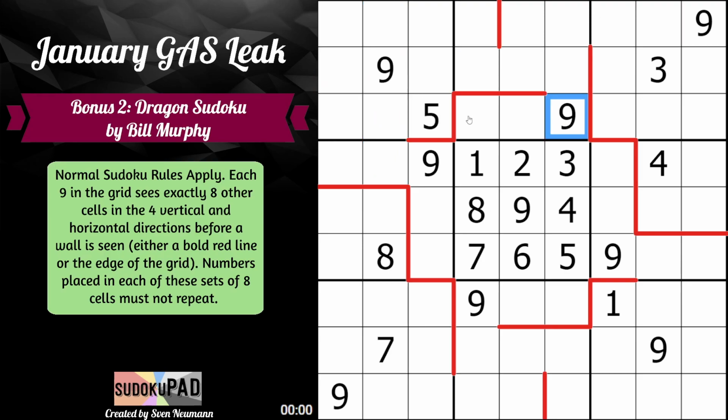Again, like this 9 goes to here in this direction and then here in this direction. So this is 1, 2, 3, 4, 5, 6, 7, 8. It's either until it hits a wall or a bold red line. Already some very interesting implications that I can see of that. But anyways, those are the rules. Let's jump right into it.